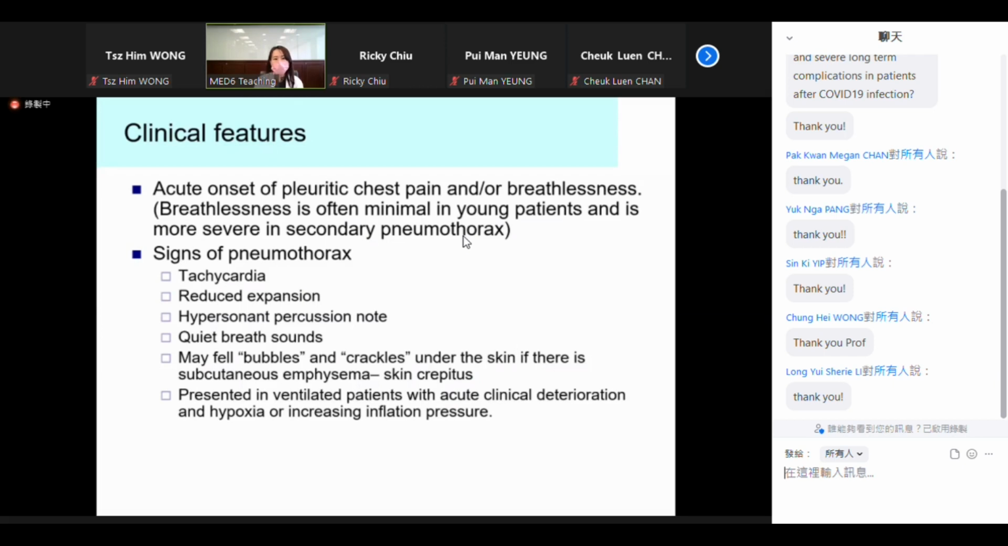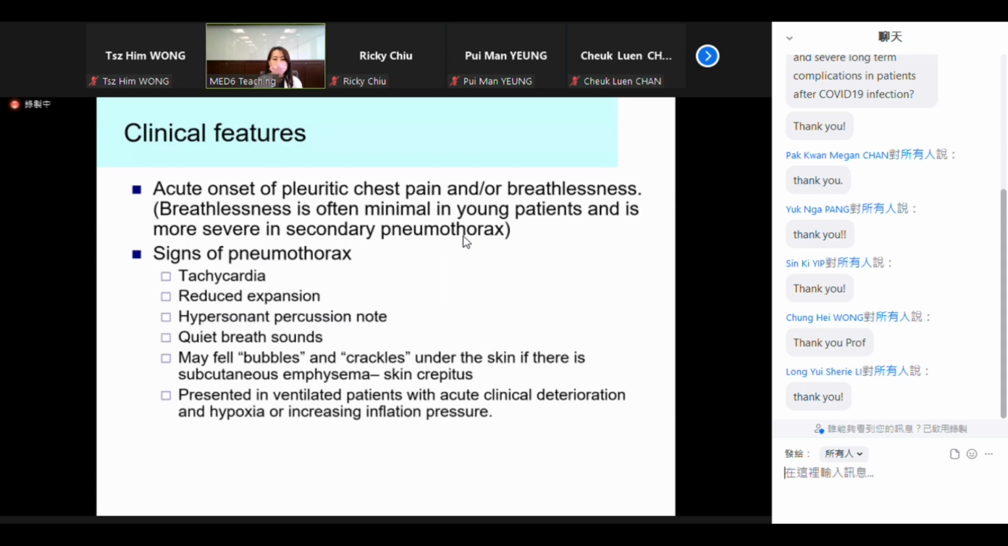The signs of pneumothorax include tachycardia. You can see that there's reduced chest expansion. In the chest examination, there's hyperresonant percussion note, or even quiet breath sounds because there's no air going in there. Sometimes if the pneumothorax is very severe, there's subcutaneous emphysema. That means the air goes to the subcutaneous tissue. You can feel the bubbles under the skin.